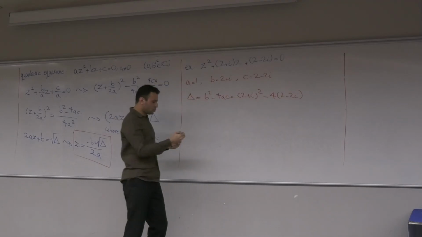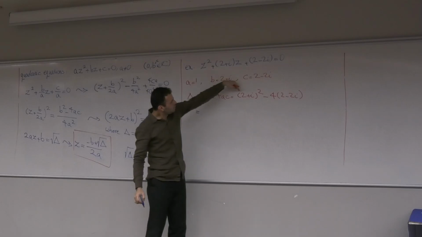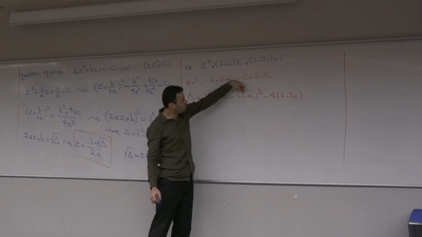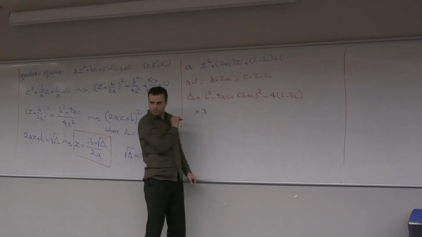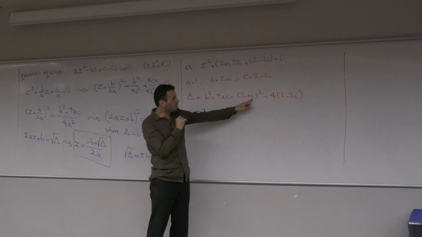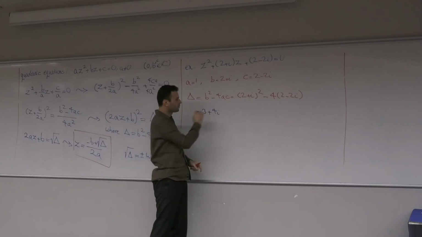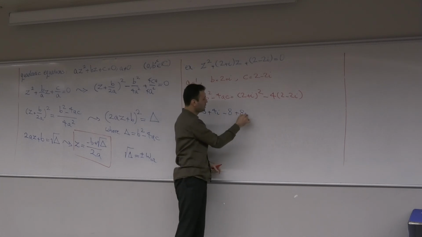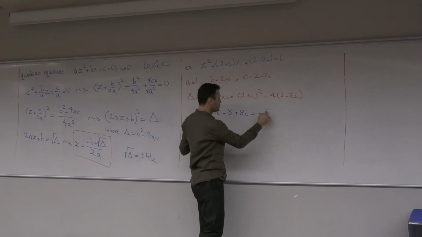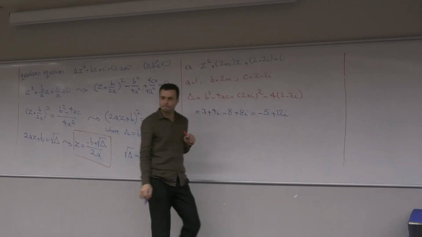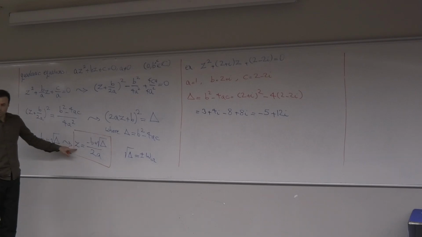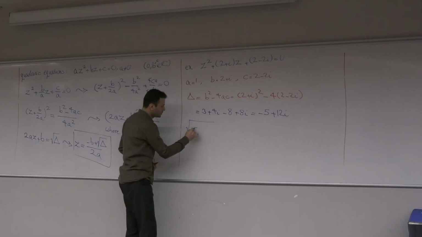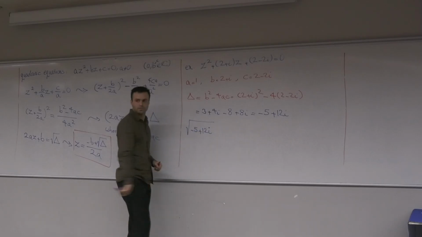What is this equal to? This is going to be 4 plus I squared, which is minus 1. So 4 minus 1, 3. Then 2 times first one times second one, which is going to be 4I. What is the rest? Minus 8 plus 8I, which is going to be minus 5 plus 12I. Now, in order to find these roots, we need to calculate the square root of this delta, right? So, what is the square root of minus 5 plus 12I?